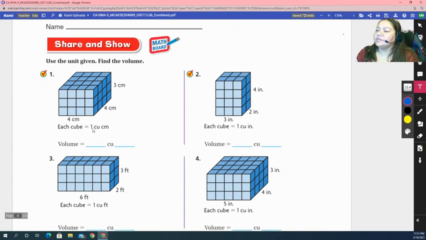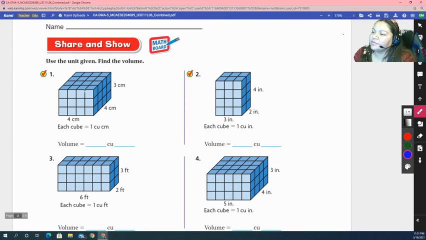Now let's go ahead and look at these examples, okay? Here they're asking us to find the volume. So I see that I have 4 centimeters in length, 4 centimeters in width, and it's 3 centimeters high, okay? Each cube is 1 cubic centimeter. So we want to know how many cubes are in this shape. Okay, so we're going to count that: 1, 2, 3, 4, 5, 6, 7, 8, 9, 10, 11, 12. So I have 12, right?